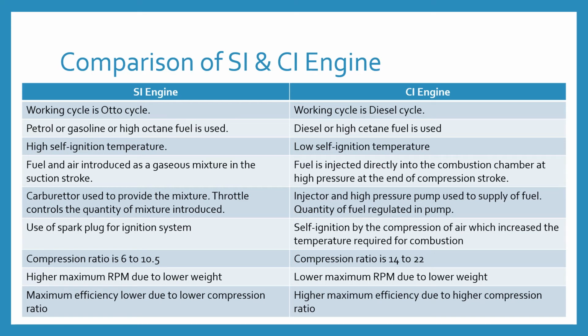In the SI engine, a spark plug is used for the ignition system. In the case of the CI engine, there is self ignition by the compression of air, which increases the temperature required for the combustion.